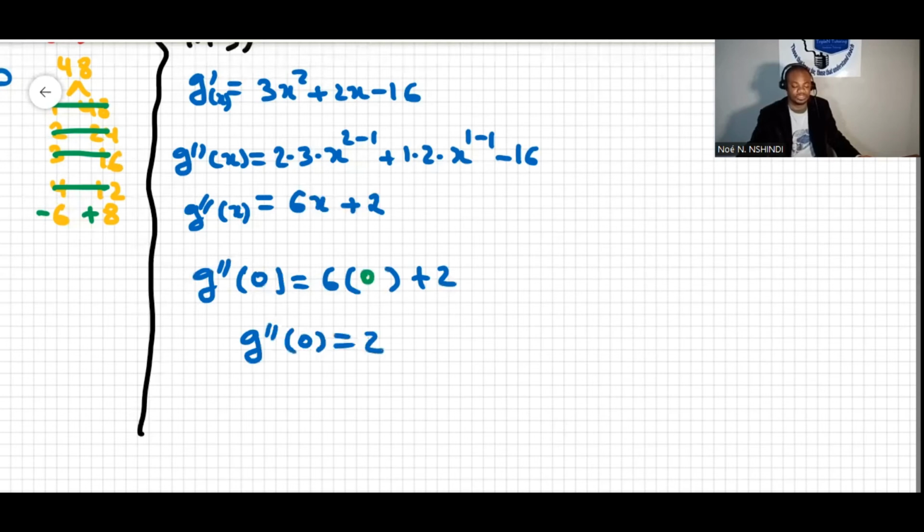So 2 is positive. So at this point, the graph is concave up. Say concave up. Okay, except 0, because we're talking about the point 0, 20. So the x coordinate of the point is 0. So except 0 there for x, and then we got this.